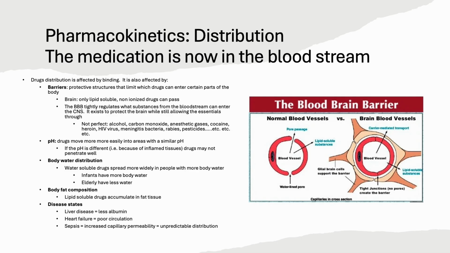pH: drugs move more easily into areas of similar pH. So if tissue is inflamed, like in the case of an active infection, like sepsis, drugs might not be able to penetrate well because inflamed tissue has a different pH than it normally does. Body water distribution affects distribution of medications. Babies have more body water, elderly have less body water. Body fat composition, and of course disease states, can affect distribution. Those are just a few of the things that affect distribution of medications.